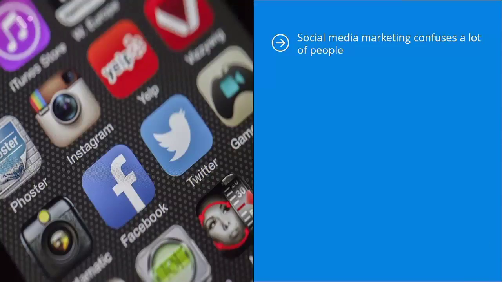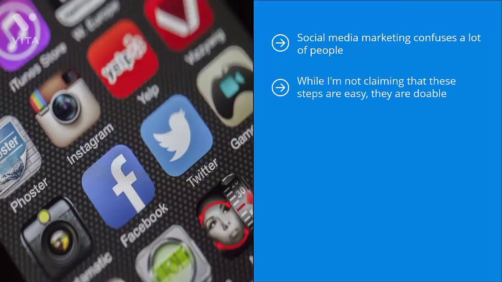Conclusion. Social media marketing confuses a lot of people. It definitely leads to a lot of dead ends if you let its myths get the better of you. This training shines a light on one effective way of using social media exposure to turn social media reach into cold, hard cash in your bank account. While I'm not claiming that these steps are easy, they are doable. You just need to follow instructions. You need to conduct experiments and focus on what works.